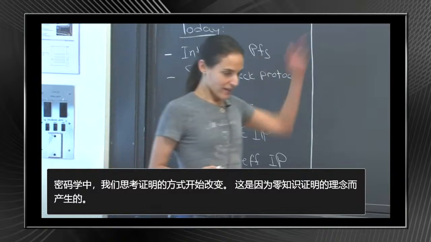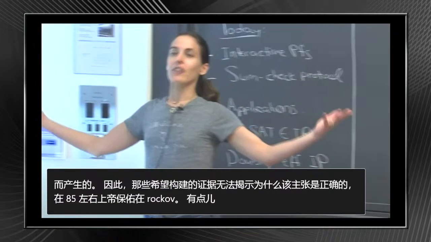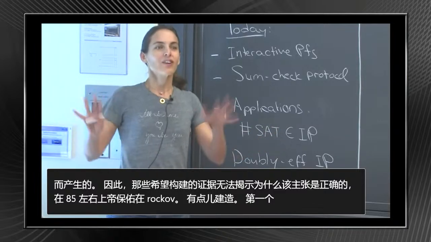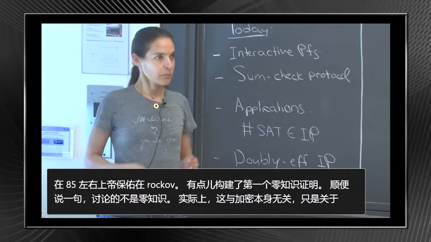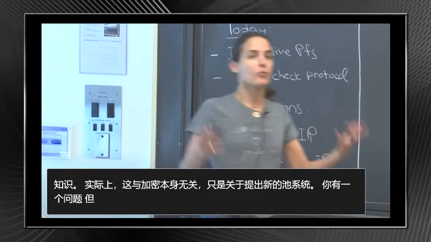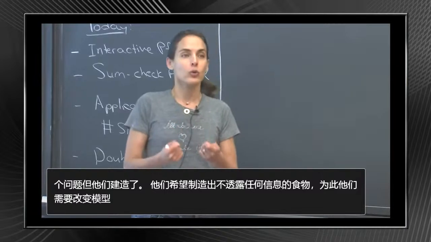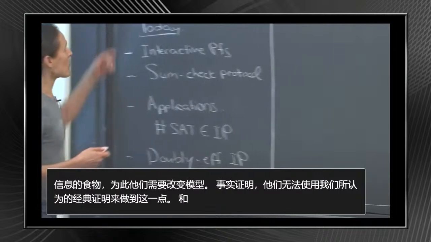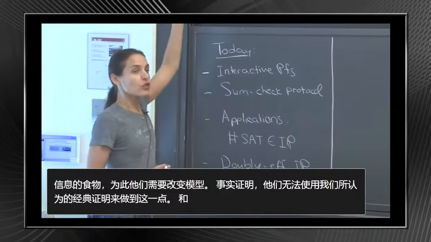And in around 85, Goldwasser, Micali, and Rackoff constructed the first zero-knowledge proof. By the way, this class is not about zero knowledge. Actually, it's not about crypto per se. It's just about coming up with new proof systems. Do you have a question? But they wanted to construct these proofs that reveal no information. And to do that, they needed to change the model. Turns out they could not do it using what we think of as a classical proof. And the way they changed the model is by defining a new proof system, a new model, which is called interactive proofs.